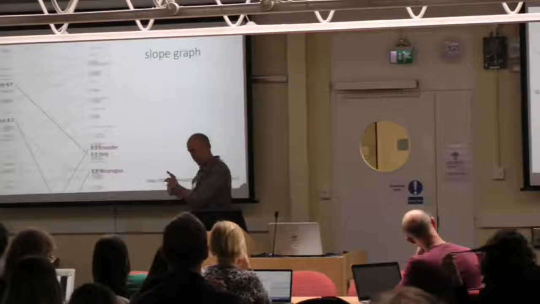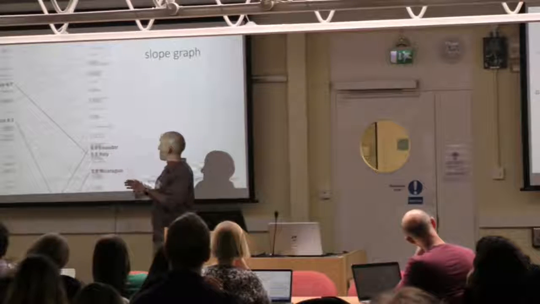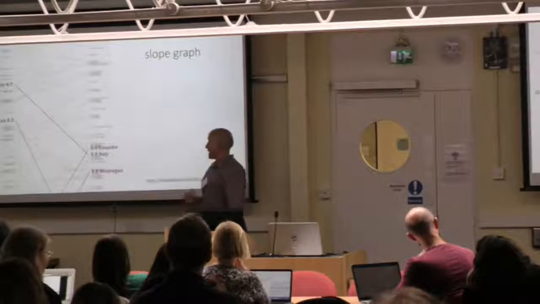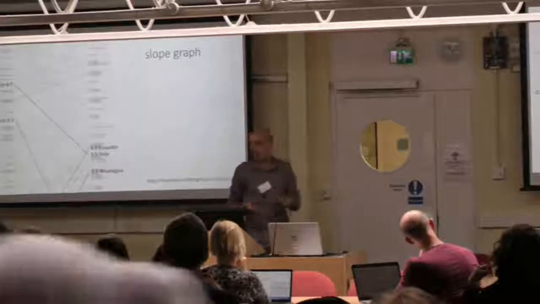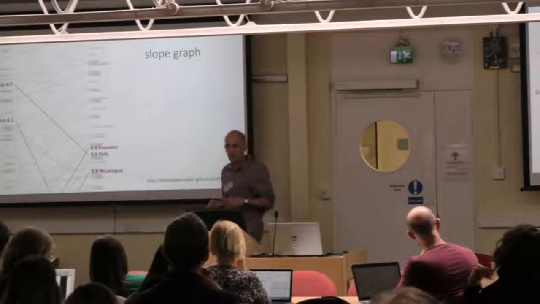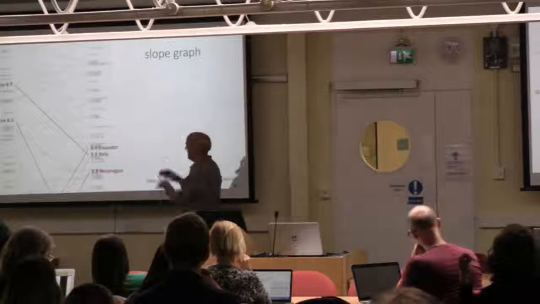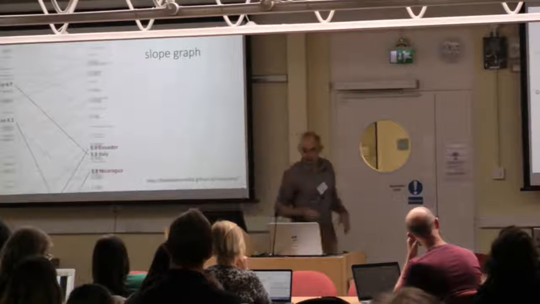This is a nice fancy D3 interactive thing that you can click on and select particular countries. You still have the problem that there's too many countries, so when I was trying to put this on the slide, it's very difficult for you to see what's going on. But it does allow you to get into the data and see some nice patterns.